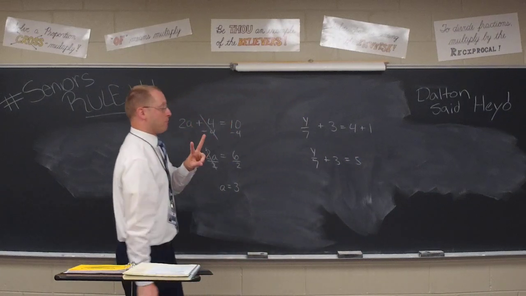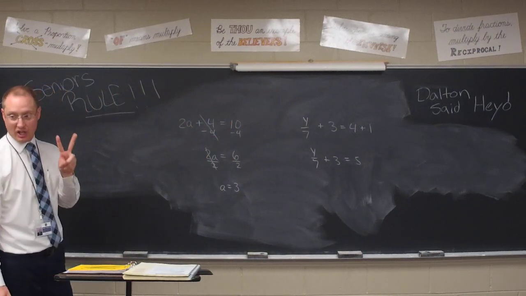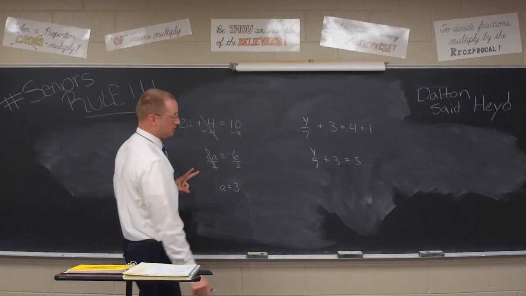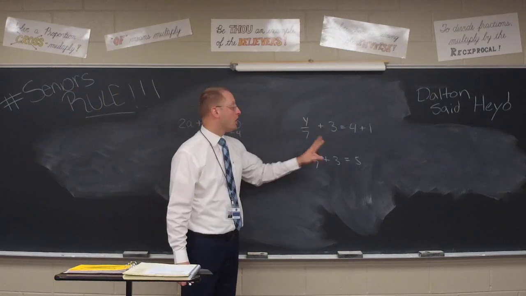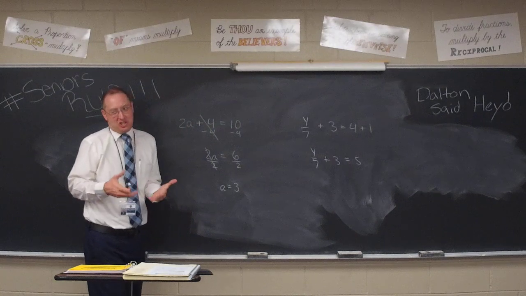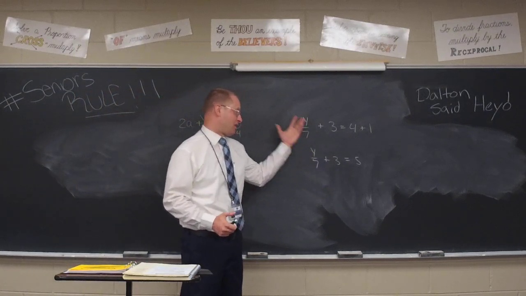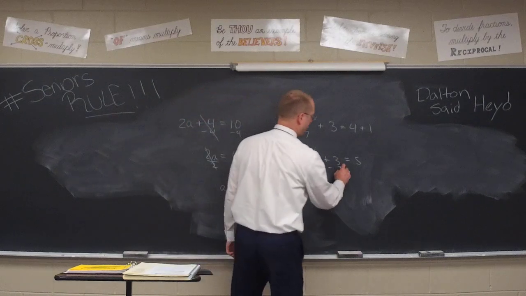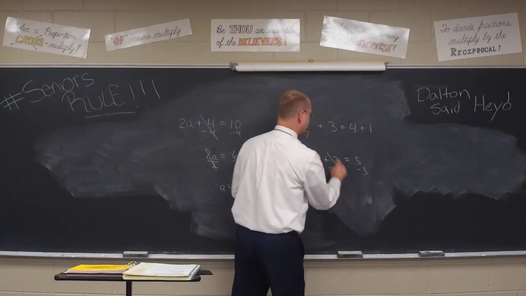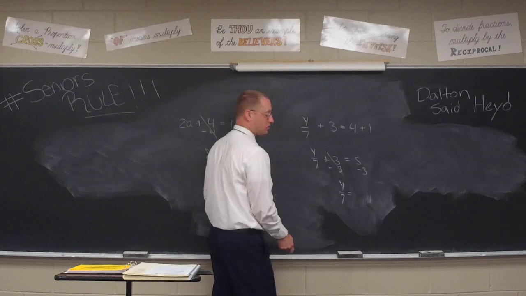Now, there are 2 numbers that have to go. What 2 numbers must I get rid of, Ben? The 7 and the 3. But which one is kind of attached to the y? The 7. The 3 ain't, so let's just get rid of the 3, class. Negative 3 on both sides. And that's going to give us y over 7 equals 2.